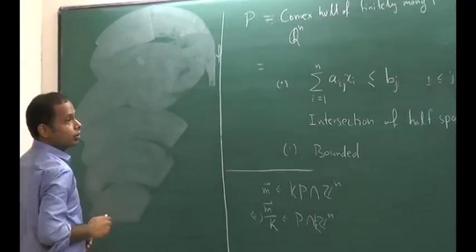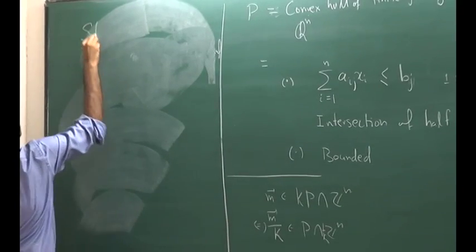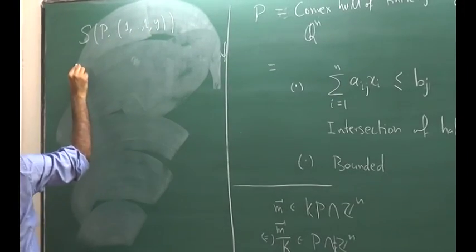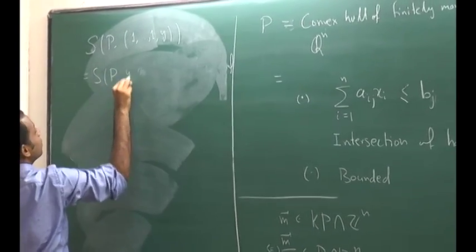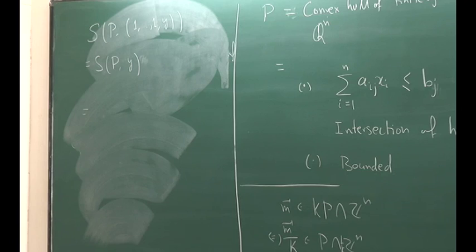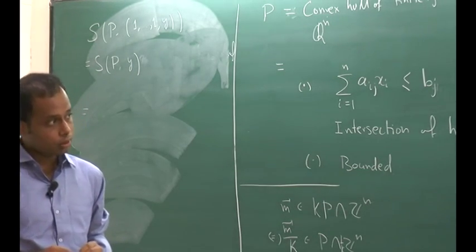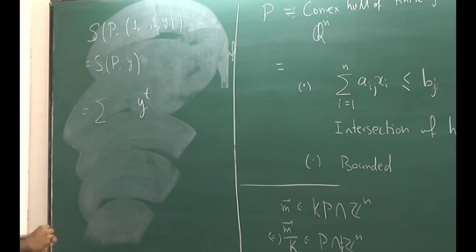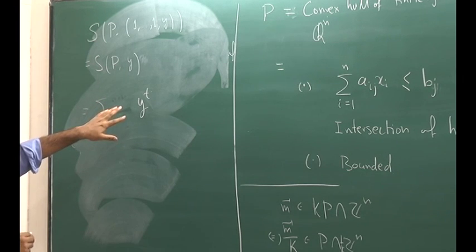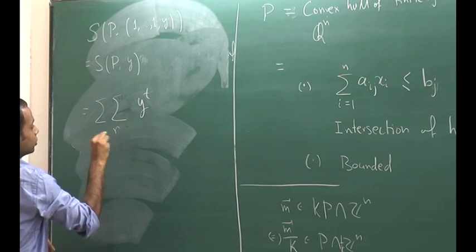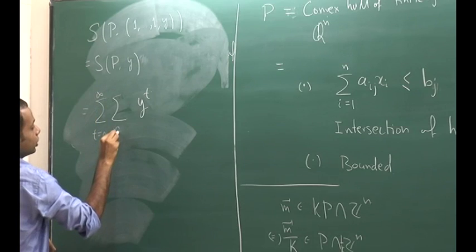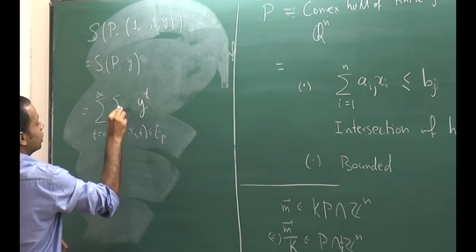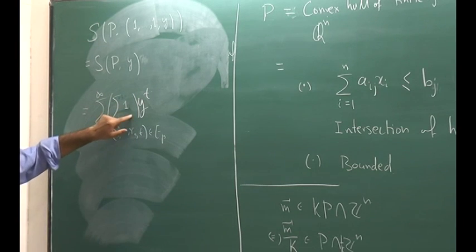So now define something. We have S_P. I'll write the vector of all ones instead of x, and y, and let's call this S_P(y). Just define it to be S_P(y), and this is equal to some power series, sum of y^t, where t is from 0 to infinity, and here (gamma_1, ..., gamma_n, t) belongs to E_P. I can say 1, and here is a bracket. So this is the coefficient. So these many things are there.